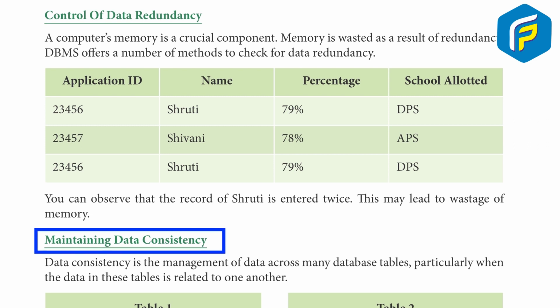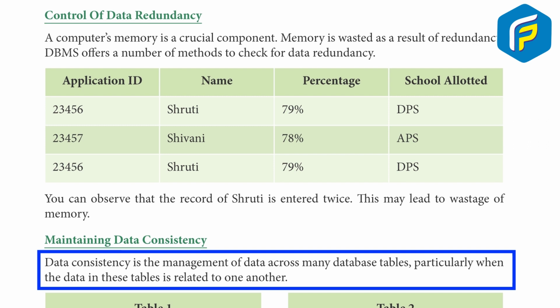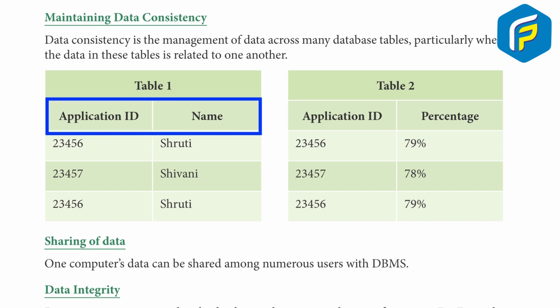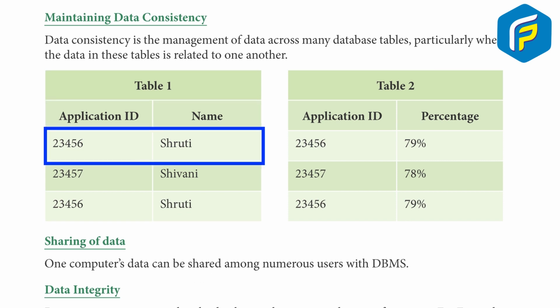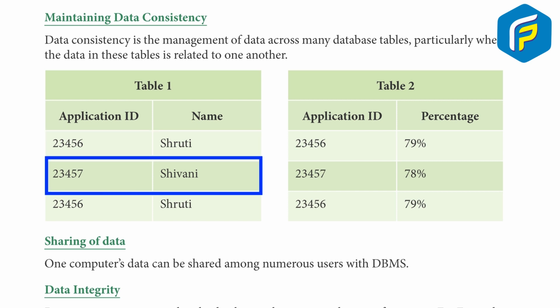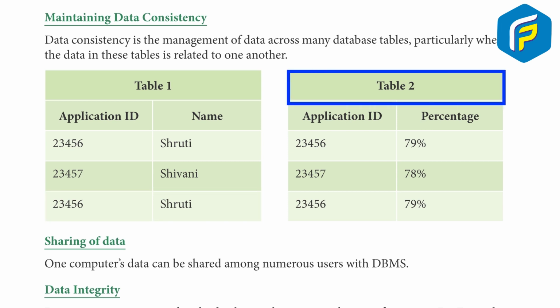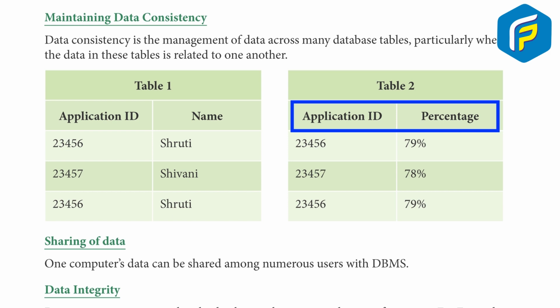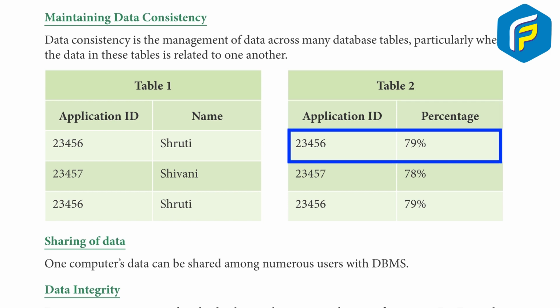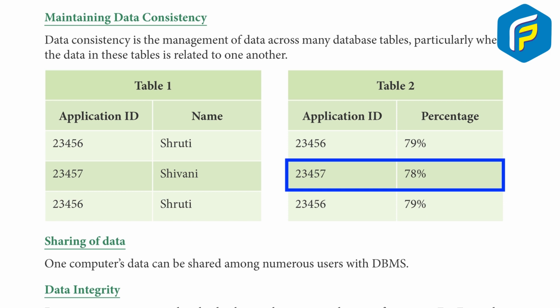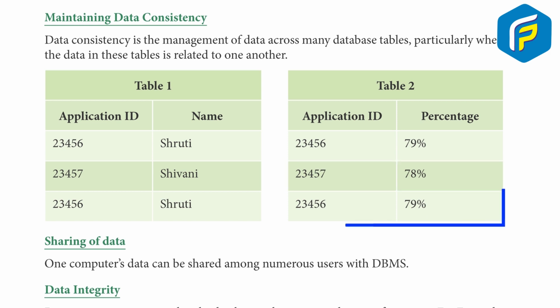Maintaining data consistency. Data consistency is the management of data across many database tables, particularly when the data in these tables is related to one another. Table 1: Application ID, name. Shruti, Shivani, Shruti. Table 2: Application ID, percentage. 79%, 78%, 79%.